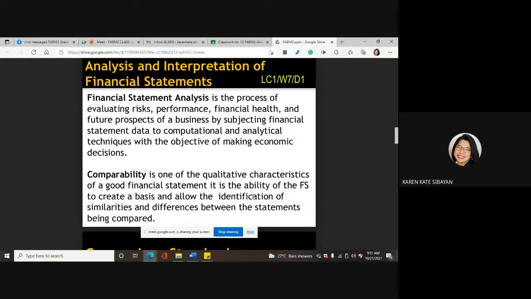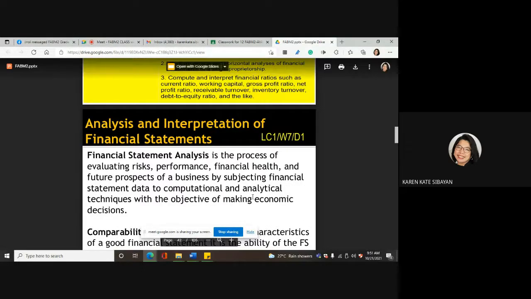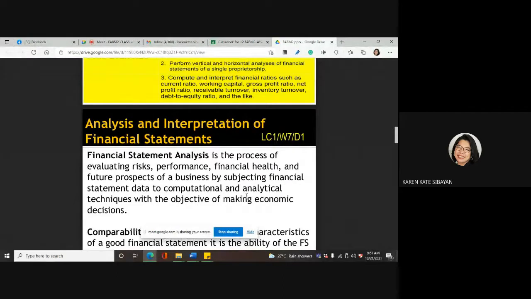So, after you do the financial statement class, you need to analyze. Actually, hindi lang, may mga analysis yan, pati sa income, pati sa changes in owner's equity, i-interpret nyo pa yan. Pati yung statement of financial position, i-interpret nyo lang. Okay? So, financial statement analysis, ito yung process of evaluating risk, performance, financial health, and future prospect of a business by subjecting financial statement data to computational and, of course, analytical techniques with the objective of making economic decisions.